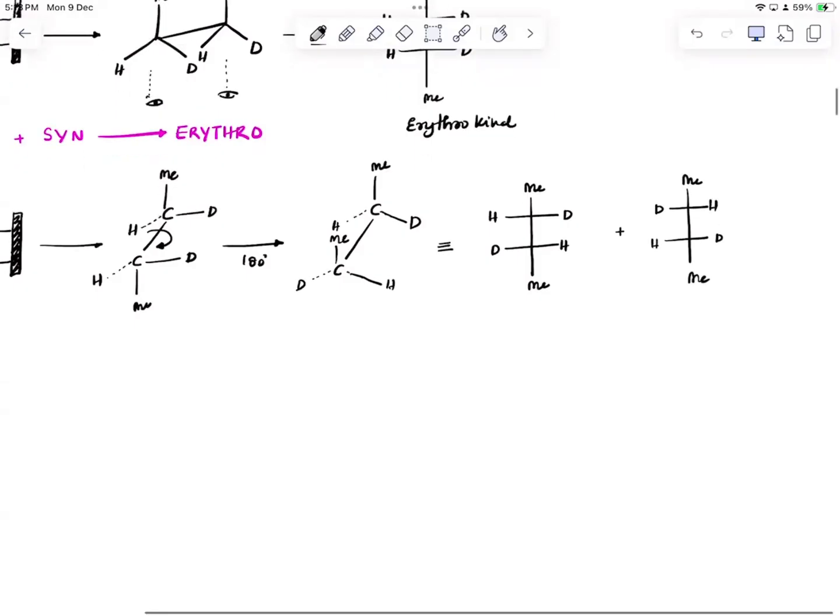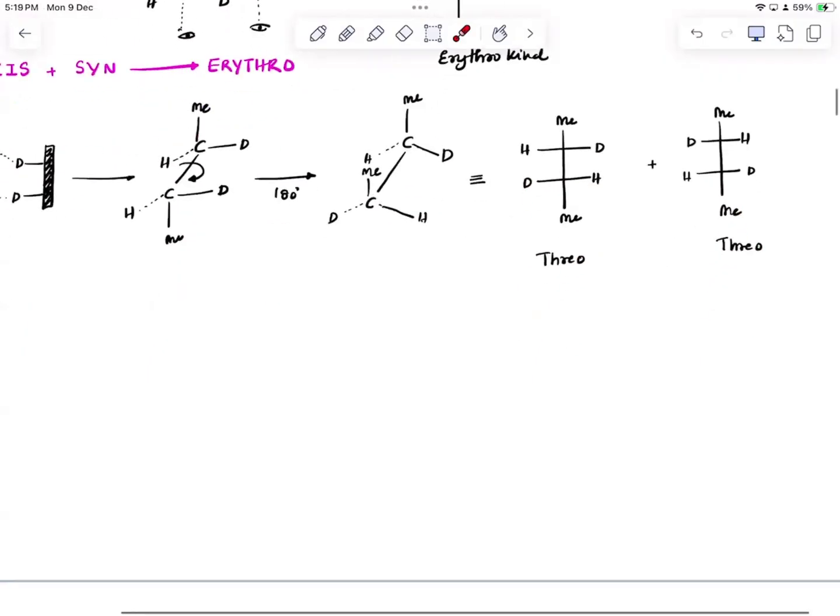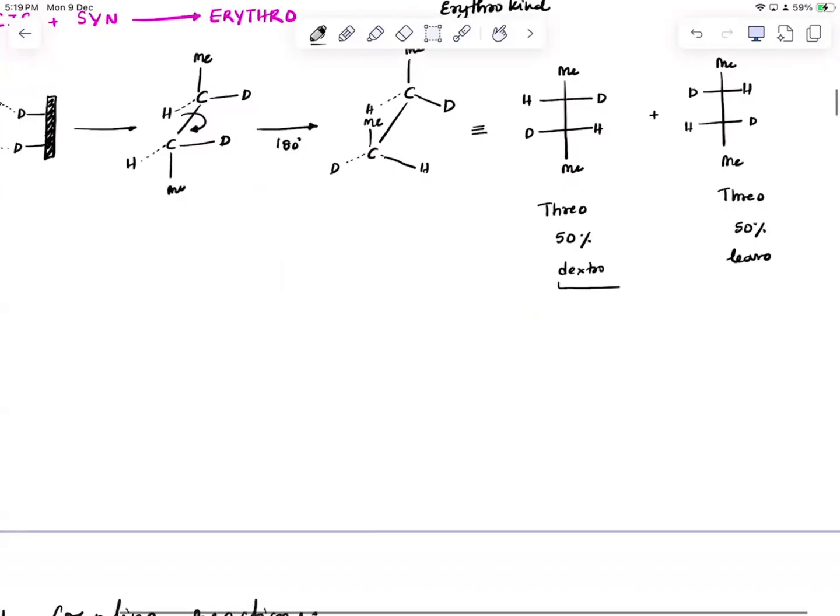Okay. So the product, how does it look? This is also a threo product. This is also a threo product. When a similar group of a kind are on the opposite side of the Fischer projection, then that is called threo. So this is also threo kind. Clear? Chances are this can be 50% found. This can also be 50% found. Okay. So if this overall molecule is showing dextro rotation, this will show levo rotation because they are mirror images of each other, which means the resultant will be a racemic mixture.